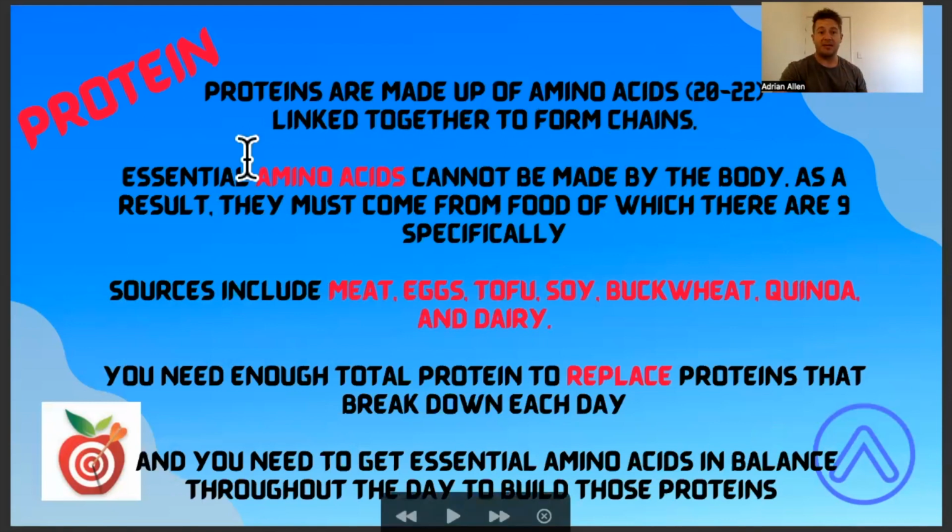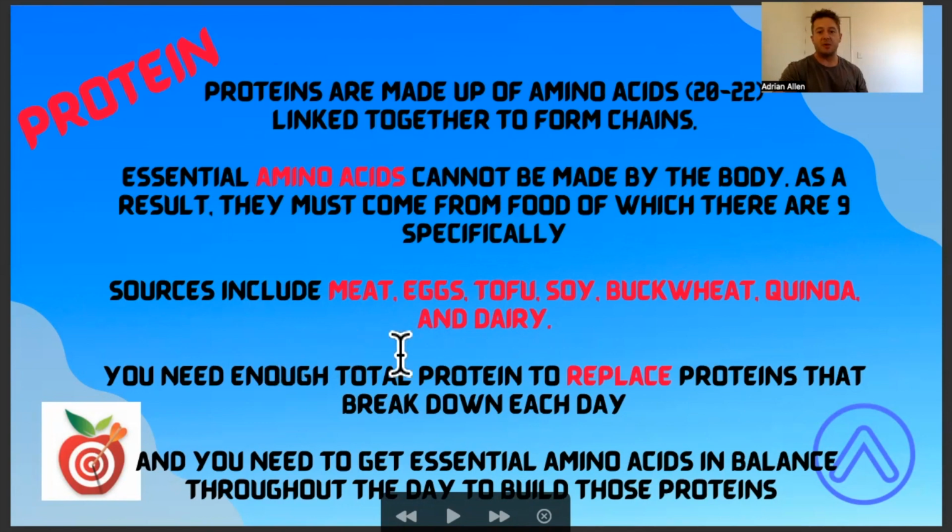Okay, so protein, essentially, amino acids cannot be made by the body. As a result, they must come from food, of which there are 9 specifically. So there are 9 essential amino acids, and they need to be ingested. So you need to get them from fish, from protein, from cheese, from a wide variety. So again, sources include meat, eggs, tofu, soy, buckwheat, quinoa, dairy. Okay, these are good sources.